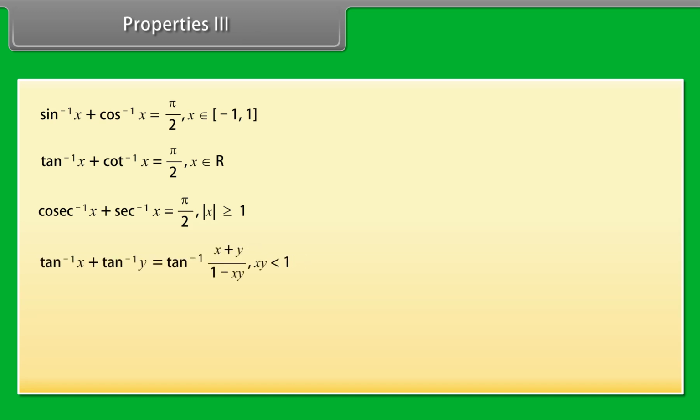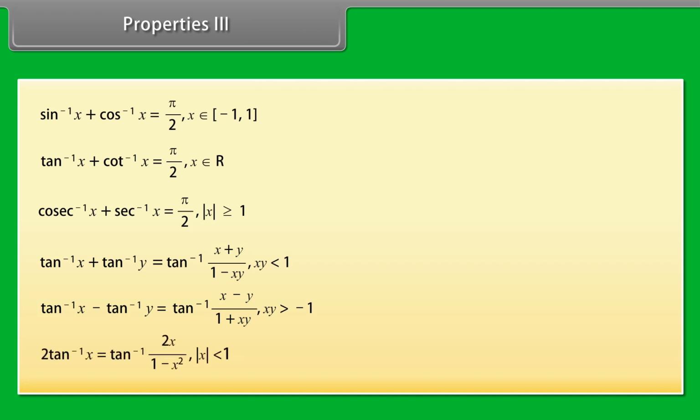Tan inverse x plus tan inverse y is equal to tan inverse of (x plus y) by (1 minus xy), xy is less than 1. Tan inverse x minus tan inverse y is equal to tan inverse of (x minus y) by (1 plus xy), xy is greater than -1. 2 tan inverse x is equal to tan inverse of 2x by (1 minus x square), modulus of x is less than 1.